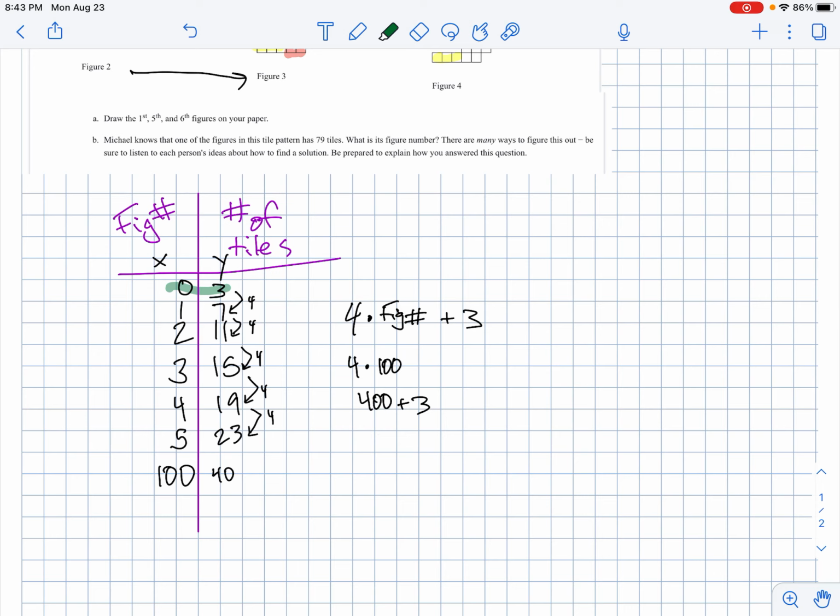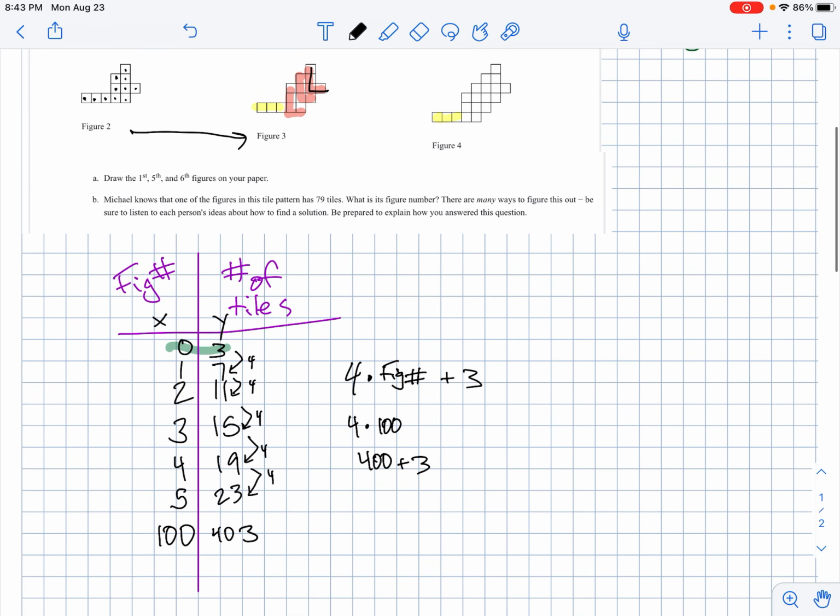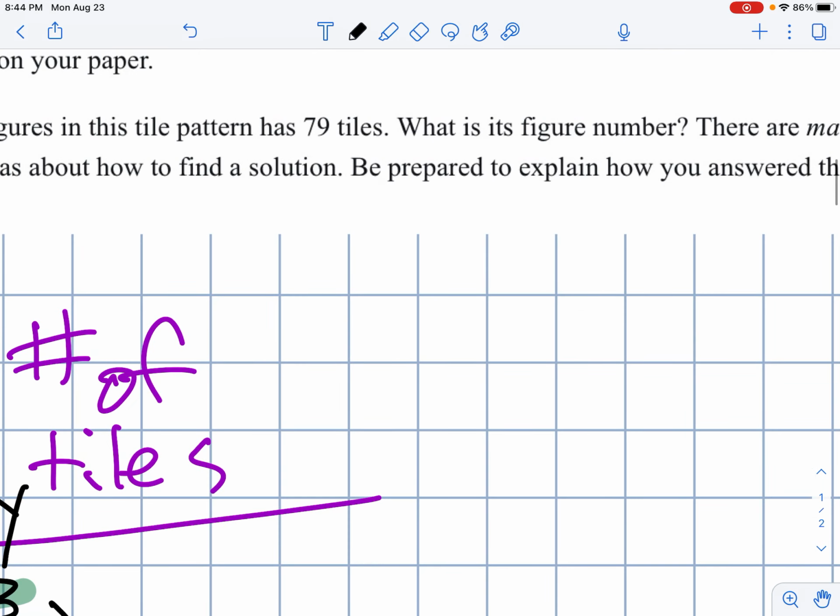Now, oops, let me do this. Sorry. We didn't answer part B yet. That's a long-winded way to get to part B. Well, it wants to know what figure number is going to have 79 tiles.